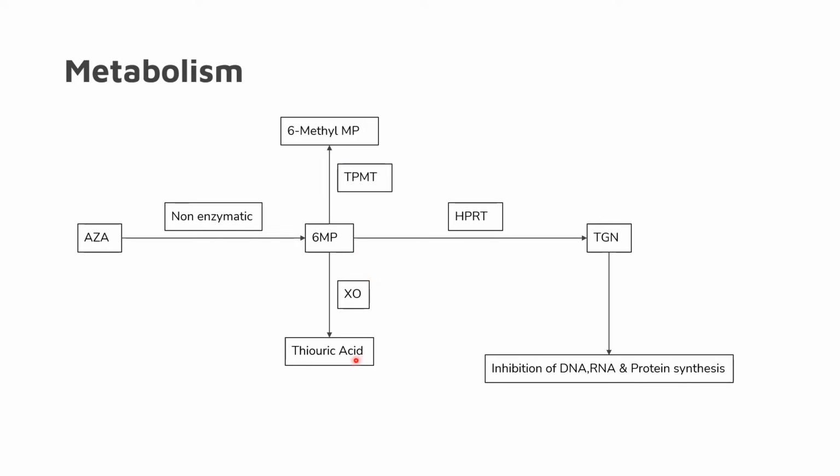Mercaptopurine also gets converted to thiouric acid with the help of xanthine oxidase and into methyl mercaptopurine with the help of thiopurine S-methyltransferase. Methyl mercaptopurine and thiouric acid are inactive metabolites of azathioprine and they don't lead to any of the side effects. So if there is any medicine which blocks xanthine oxidase, like xanthine oxidase inhibitors such as allopurinol or febuxostat, then more and more mercaptopurine will be converted to thioguanine, causing increased side effects of myelosuppression.